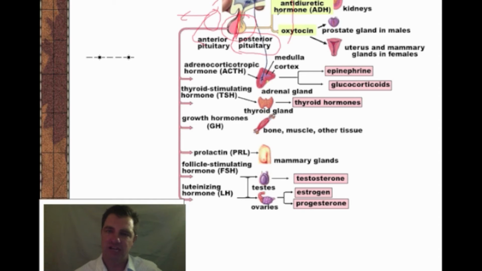And that secretes two important hormones I want to tell you about. One of them is ADH, and the other is oxytocin. ADH primarily targets the kidneys, and what it does is, high levels of ADH cause your collecting ducts to reabsorb water out of them.